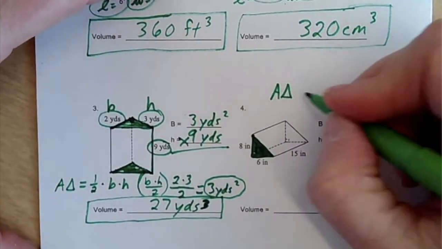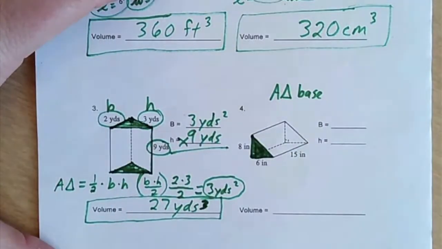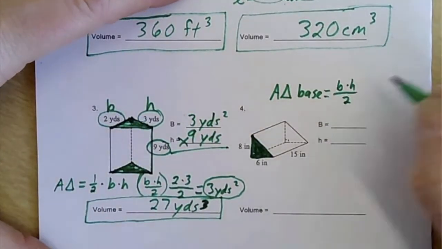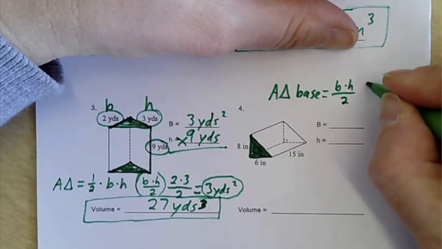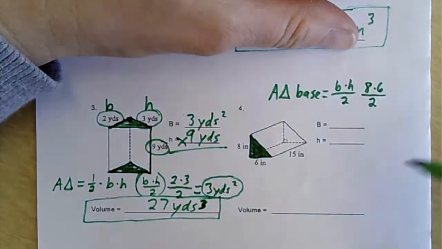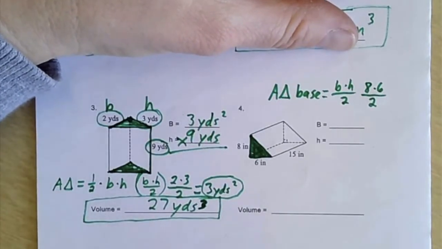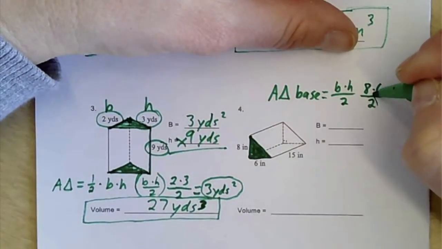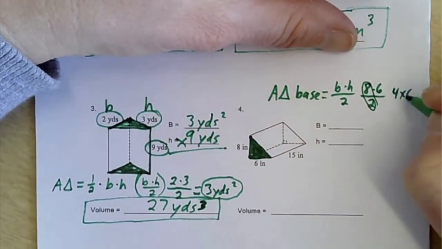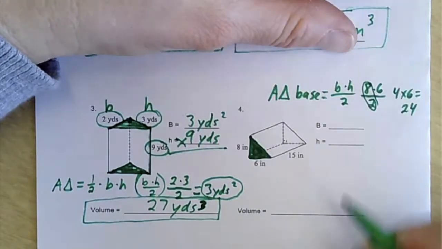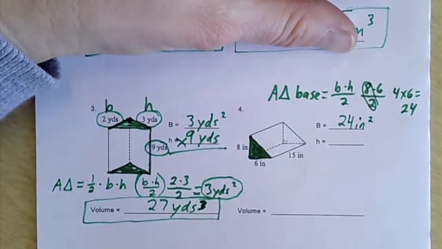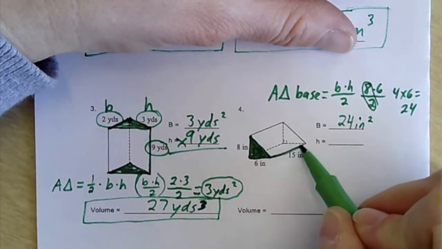So again, area of a triangle base would be base times height divide by 2, and our numbers, if I filled those in, are 8 times 6 divide by 2. 8 times 6 is 48, divide by 2 is 24. Or some people like to do 8 and divide by 2 immediately and get 4. 4 times 6 would give us 24 again, another way to look at it. So the area of the base is 24 inches squared, area is always squared, times the height that's kind of laid on its side, so the height looks different.